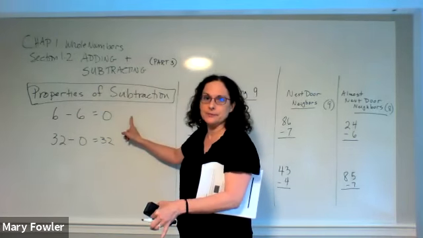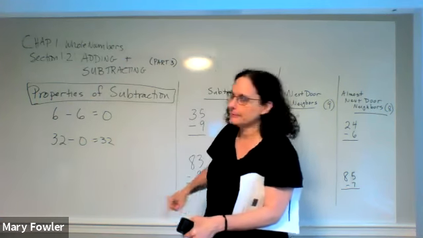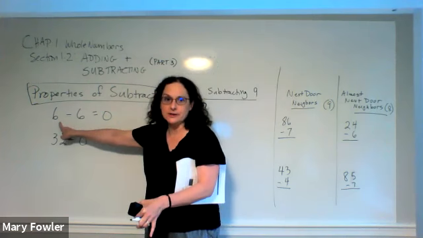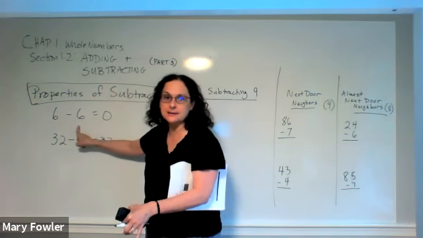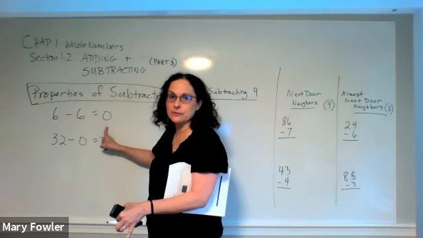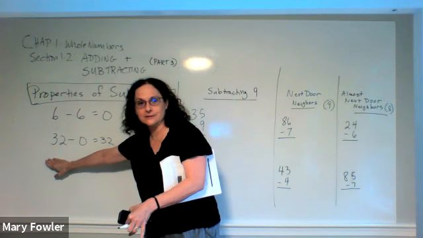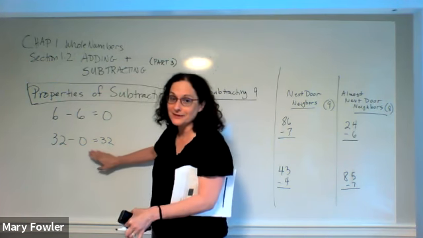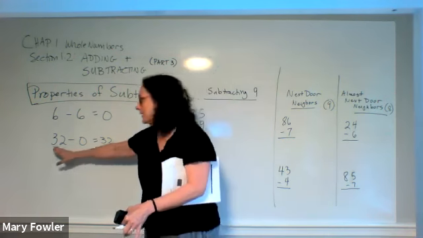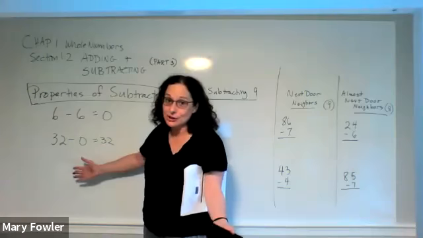So, properties of subtraction in terms of cookies, because I'm hungry. Okay, if I had 6 cookies and I ate them all, then I have no cookies left. So any number minus itself is 0. On the other side, if I had a whole lot of cookies, 32 cookies, and I didn't eat any of them, then I still have 32 cookies. So any number minus 0 is that number itself.